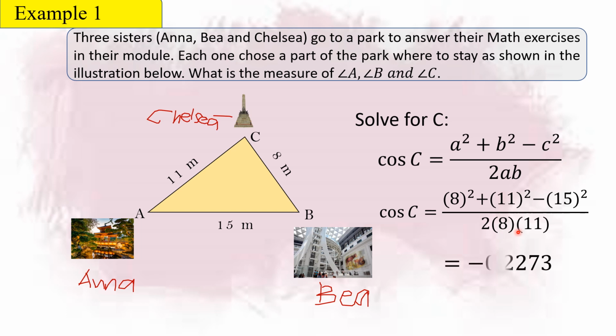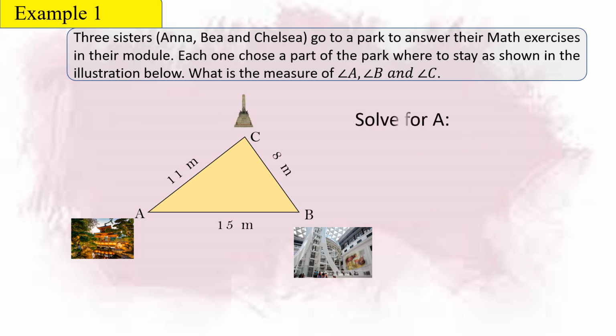So, that makes what? It is equal to negative 0.2273. Pero kapag kukunin niyo yung degrees, that makes what? C is equal to 103.14. So that is the measurement of angle C. How about the measurement of angle A?